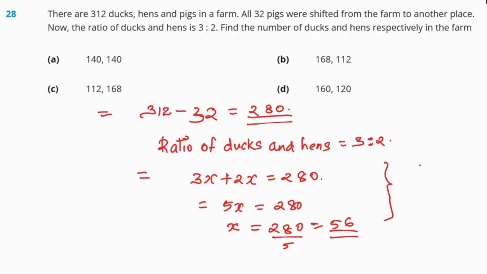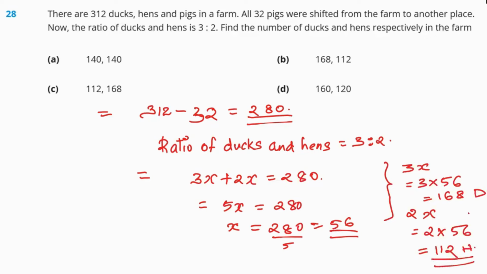So the number of ducks and hens: there are 3x ducks and 2x hens. 3x means 3 into 56, which is 168 ducks. And 2x means 2 into 56, so that is 112 hens. So 168 ducks and 112 hens are there in total in that farm. So the correct option is option B, 168 and 112.